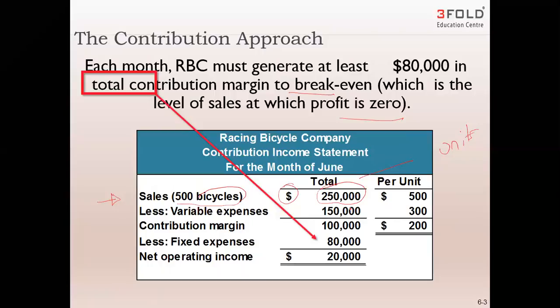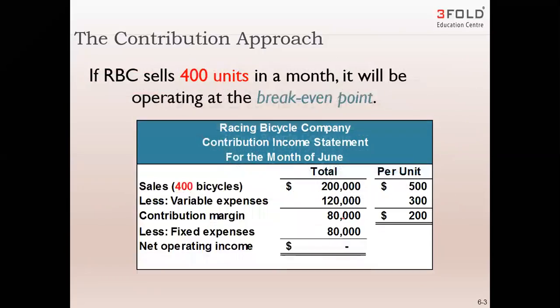In this case, we are going to calculate what level of sales this business requires, how many bicycles they need to sell to cover all their costs, although they may not make any profit. So let's have a look at that calculation. I hope you understand the per unit numbers, which is basically the total numbers divided by 500. And that gives you a per unit contribution margin of $200.